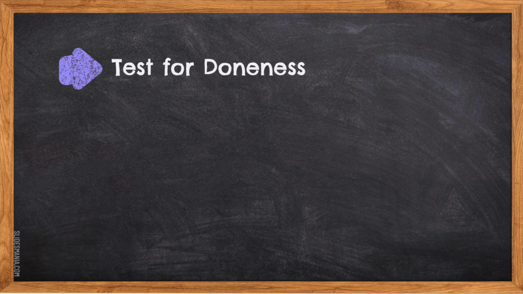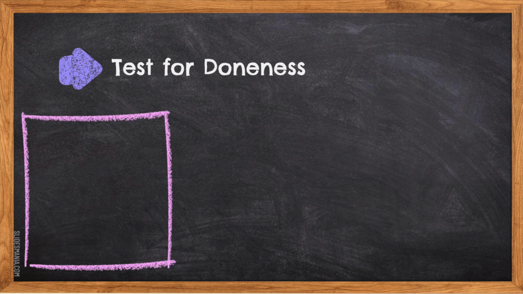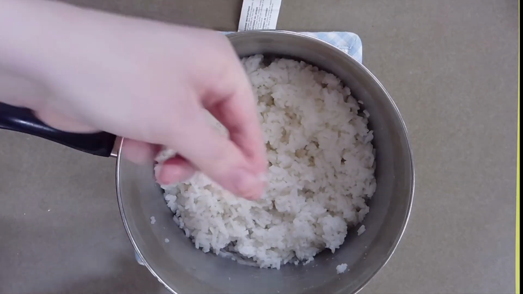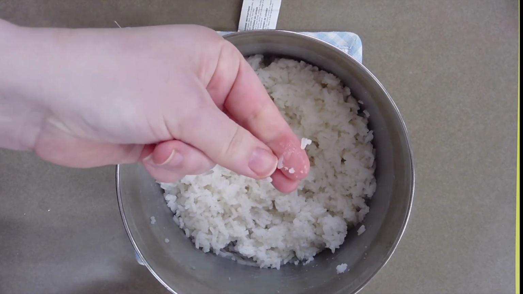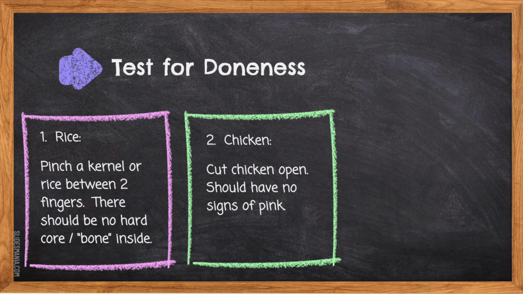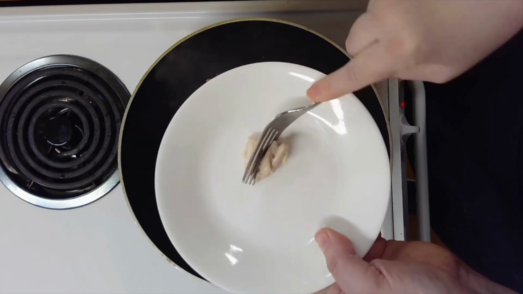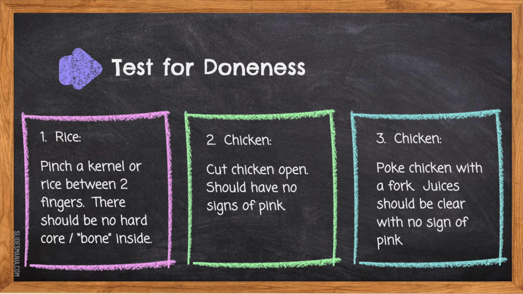Test for doneness. 1. Rice. Pinch a kernel of rice between 2 fingers. There should be no hard core or bone inside. 2. Chicken. Cut chicken open. Should have no signs of pink. 3. Chicken. Poke chicken with a fork. Juices should run clear with no signs of pink.